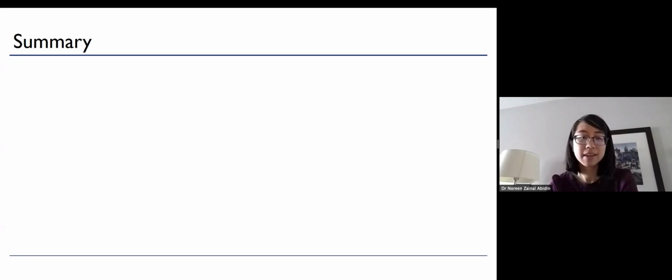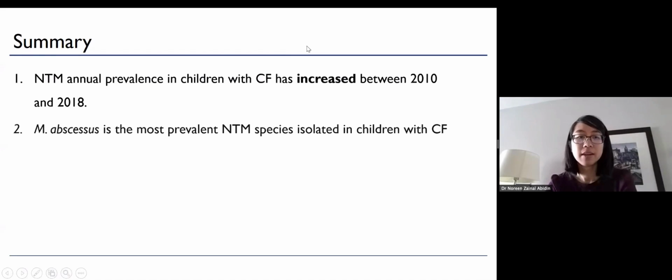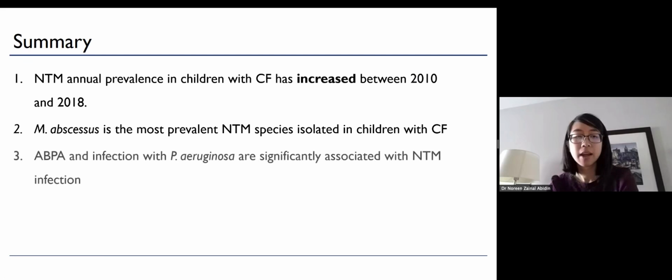So in summary, the 3 take-home messages from my talk today is that the annual prevalence of NTM infection in children with CF here in the UK has increased between 2010 and 2018. We found Mycobacterium abscessus to be the most prevalent NTM species isolated in children with CF. And lastly, ABPA and infection with Pseudomonas aeruginosa were significantly associated with NTM infection.